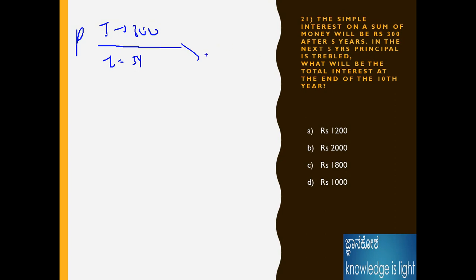Okay. Here it is. We don't know exactly what the sum is. Here, P plus 300 is the interest for the initial 5 years. So this is 5 years. What will be the total interest at the end of the 5 years? That is what the question is asking. Now, after 5 years the principal is tripled, so the principal is 3P. The sum we don't know. After 5 years we need to calculate.